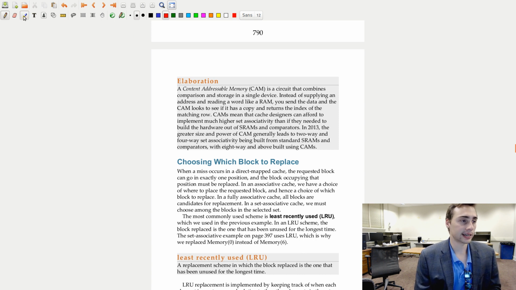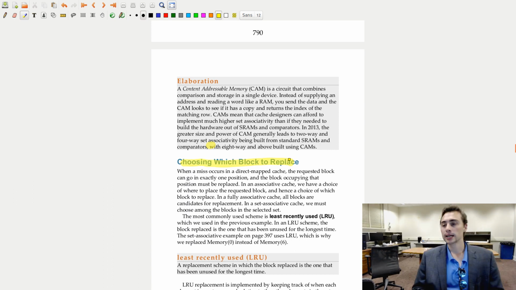So now we get into the interesting case of which block do we replace in a set associative cache. So it's easy with a direct mapped cache because we only had 1 spot to store data in. Every block mapped to a single spot in the cache. But if it can map to multiple blocks, who do we get rid of?